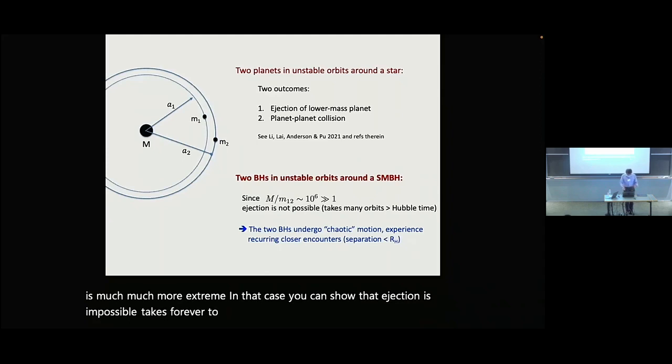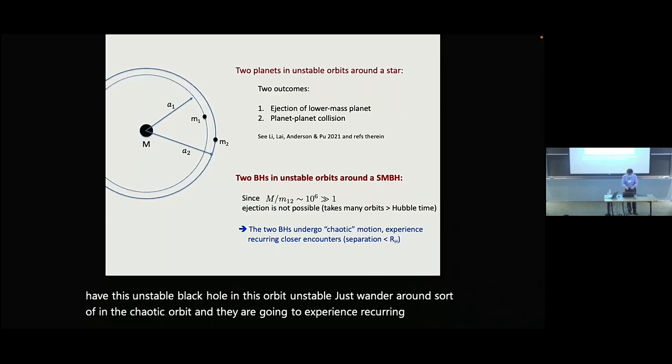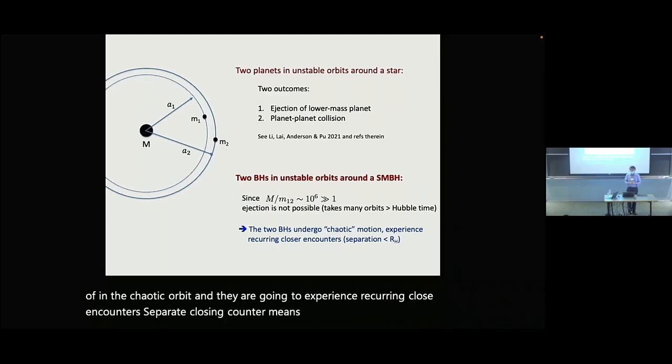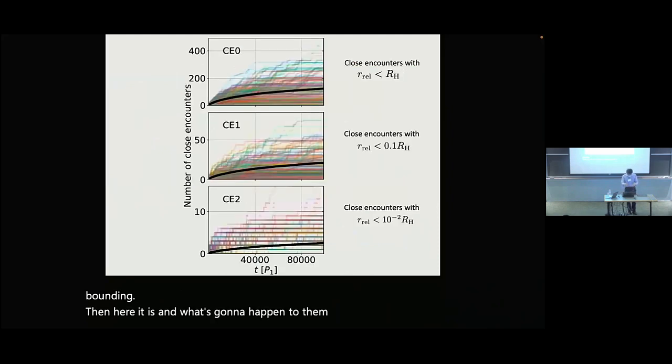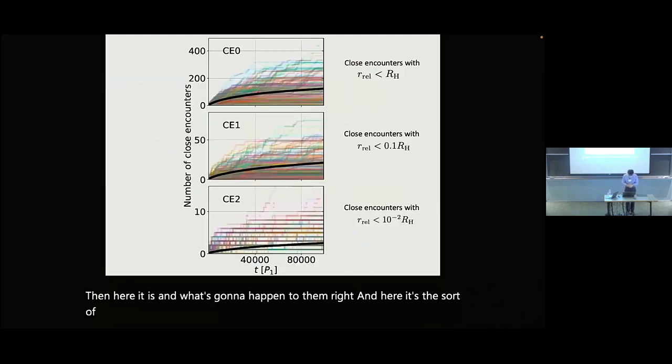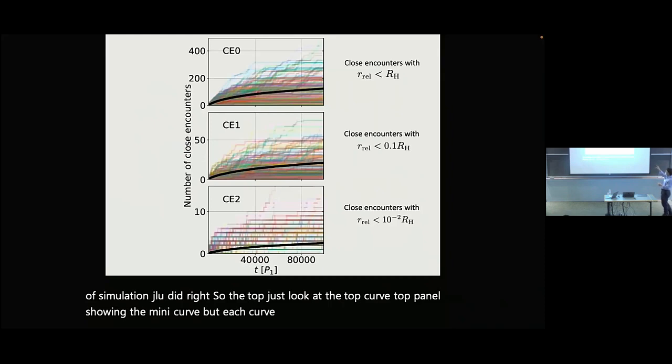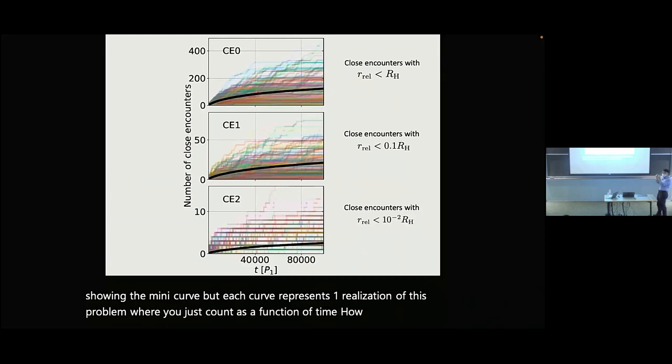So the question then is, you have this unstable orbit. They just wander around in a chaotic orbit, and they are going to experience recurring close encounters and separate. Close encounter means the separation is less than the Hill radius. And what's going to happen to them, right? Here is the simulation Jialu did. Just look at the top panel, showing many curves, where each curve represents one realization of this problem, where you count as a function of time how many close encounters these two little black holes experience.